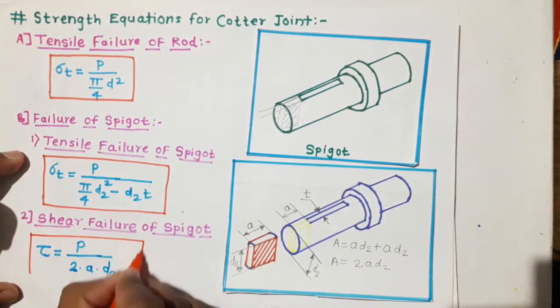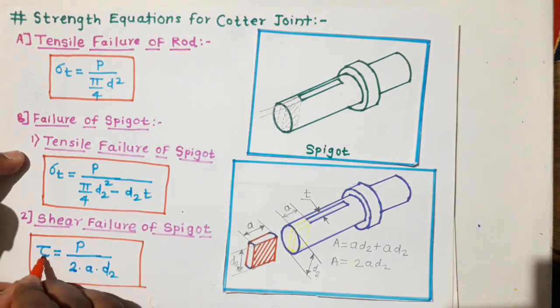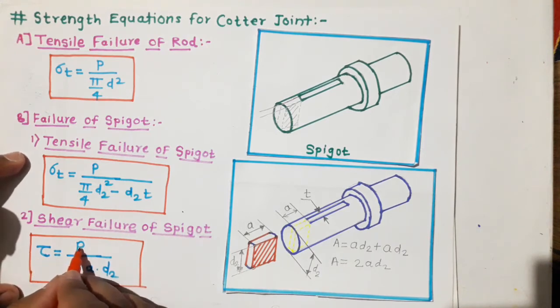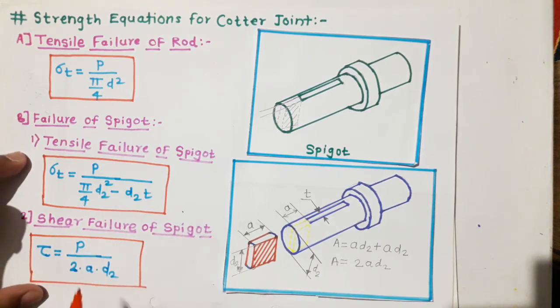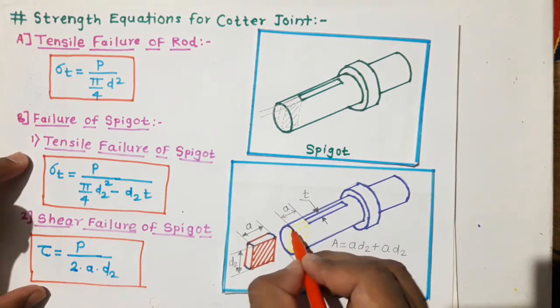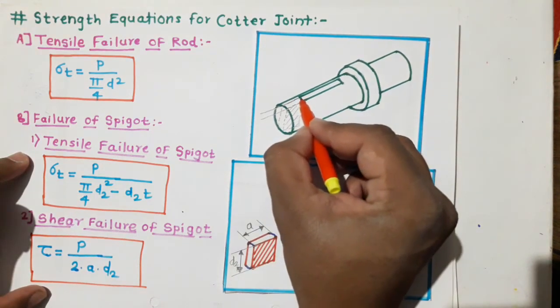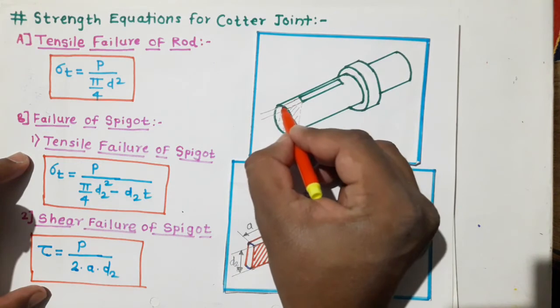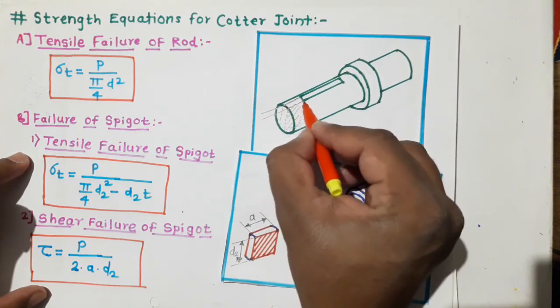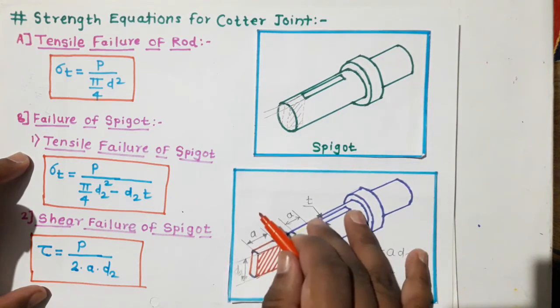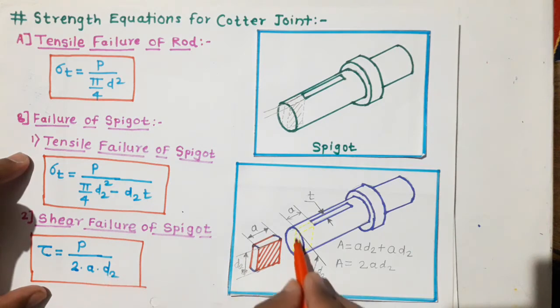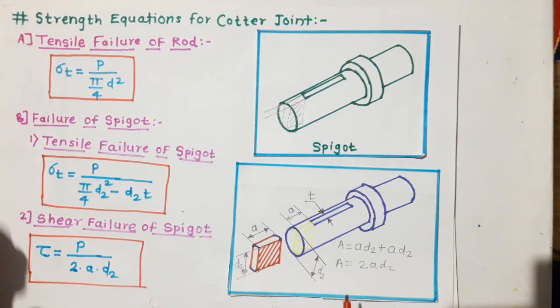So in this equation, tau is nothing but the shear stress induced in the spigot, P is nothing but the force applied on the spigot, A is nothing but the distance between end of slot and end of spigot, that you can see here. This is the end of slot and this is the end of spigot. So A is the distance between end of slot and end of spigot. Okay, and D2 is the diameter of spigot, which is shown here.